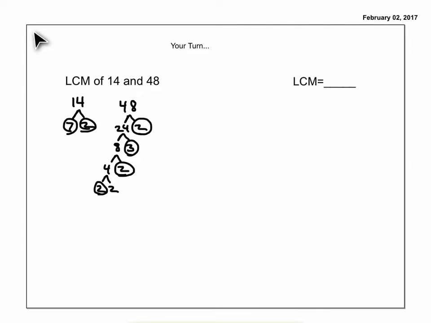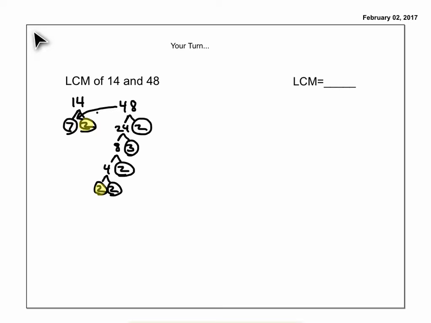Let's go through and highlight the ones they share. Well, really the only factor they share is a 2. So therefore, all the other factors they do not share. So that's why I chose the prime factorization method, because now all we have to do to find the least common multiple is do this problem right here.